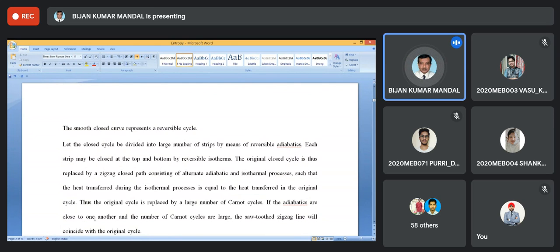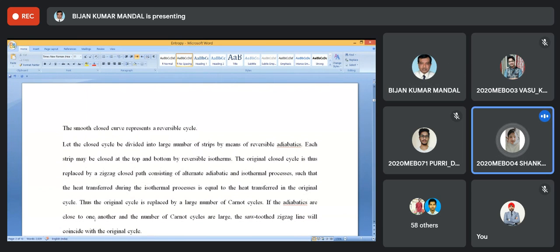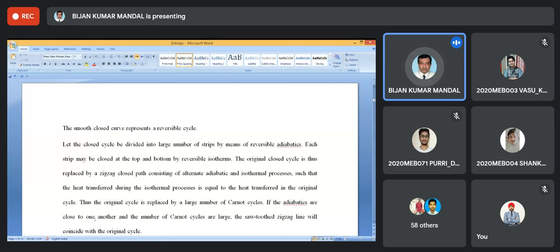Excuse me, sir, why do we need so many different elementary curves? Because if you take one or two, the first thing is that we want to make it a Carnot cycle. Whether that cycle is Carnot or not is not known, because this is a curved one. So we want Carnot cycles, and for that we need two reversible adiabatics and two reversible isothermal processes.